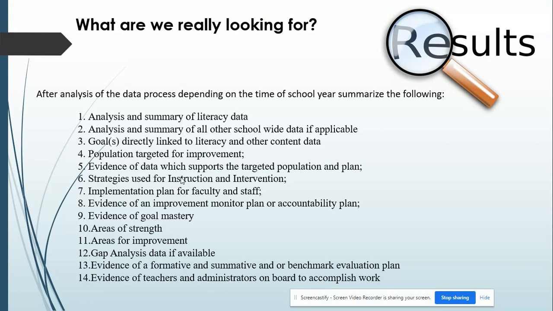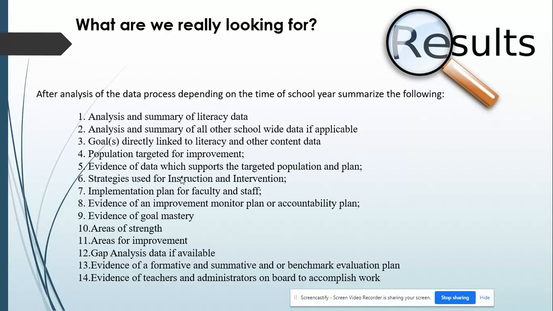When we look at data, what are we really looking for? That whole process, it can be a summary of a section or groups of sections of literacy data. It can be across schools. Are there goals directly linked to literacy? The population targeted for improvement, evidence of data, strategies used for instruction and intervention, that's RTI squared, implementation plan for faculty and staff, evidence of an improvement monitor plan, evidence of goal mastery, what are the areas of strength, what are the areas of improvement, can we do a gap analysis?